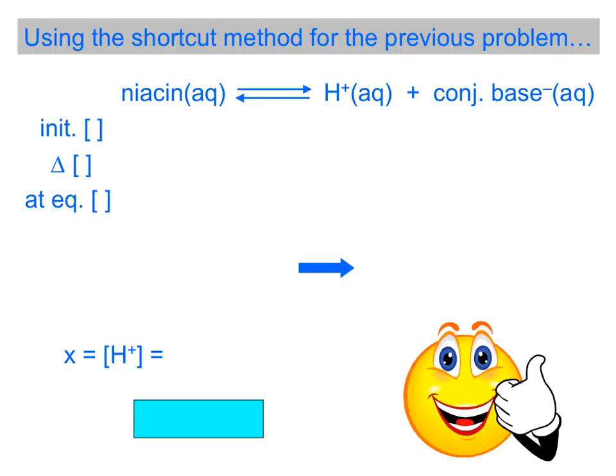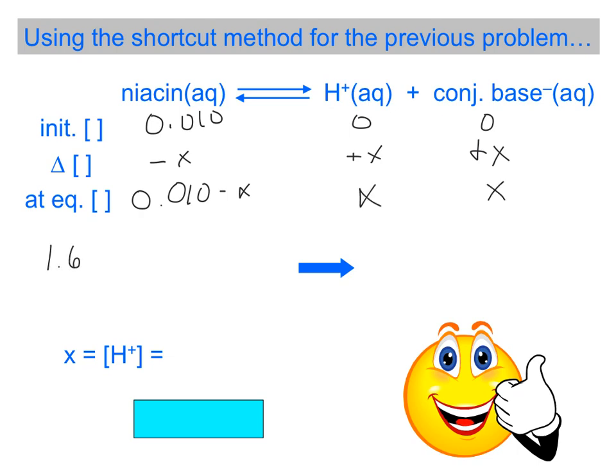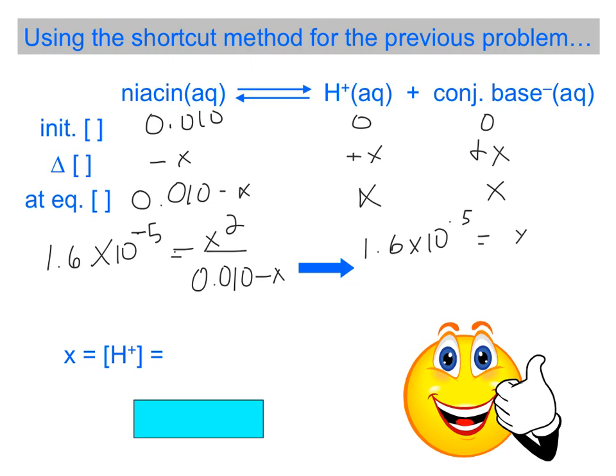So again, we have exactly the same thing, and this is what I was alluding to in class. I have 0.010, 0, 0. I'm going to lose my x and gain x, so I get 0.010 minus x. So 1.6 times 10 to the negative fifth equals x squared over 0.010 minus x. We talked about this: we have to use the quadratic equation on the AP exam. But I just told you, if it's negative 4, negative 5, whatever it may be, then I can use the shortcut. So let's go ahead and do this.